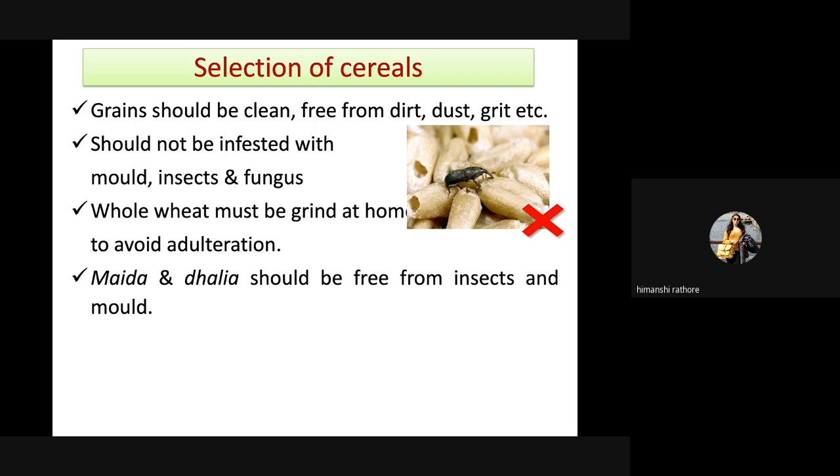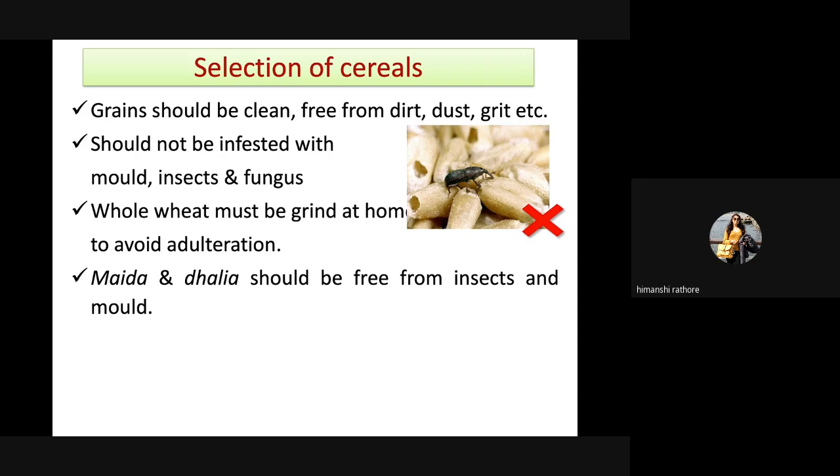And whole wheat must be ground at home. You can buy your own grinder and grind at home if you want to avoid adulteration, because otherwise there is a lot of adulteration in terms of maida and all that. Maida is nothing but a refined flour out of which breads are made and biscuits are prepared. So maida and dalia should be free from insects and mold.